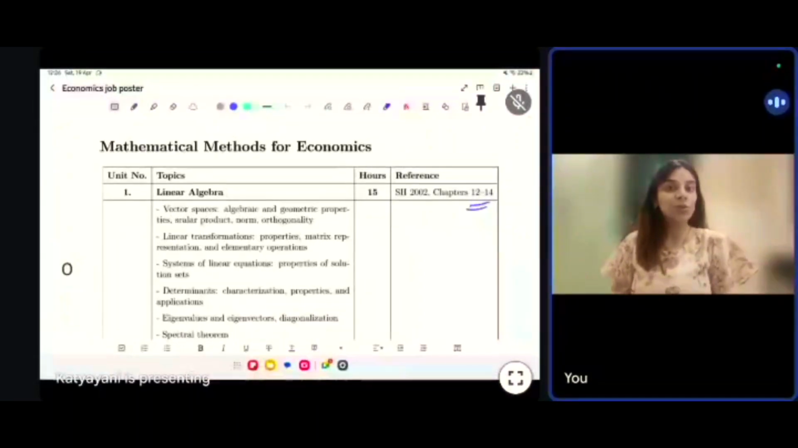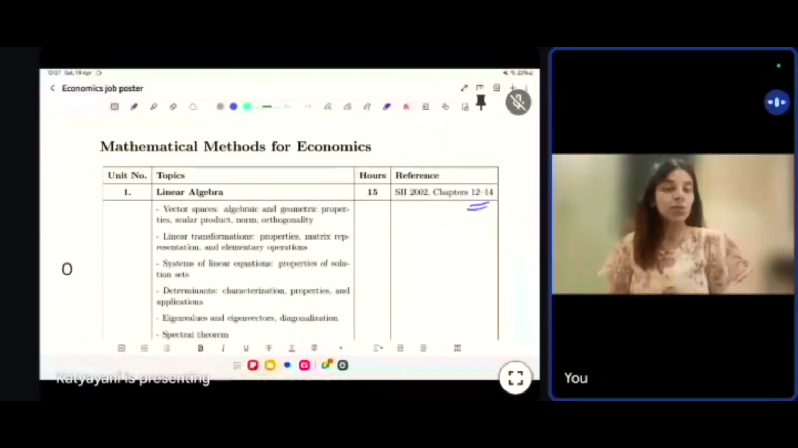Before starting with the course, I would like to introduce myself. My name is Katyayani. I have done my economics honors from Lady Shri Ram College, University of Delhi. Then I went on to pursue my master's in economics from Delhi School of Economics, and since then I have been teaching in the Delhi University. So let's start with the course.